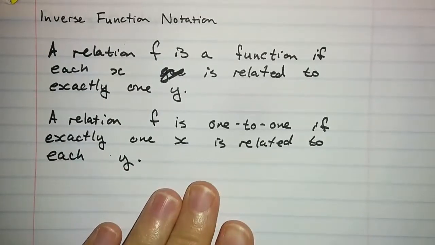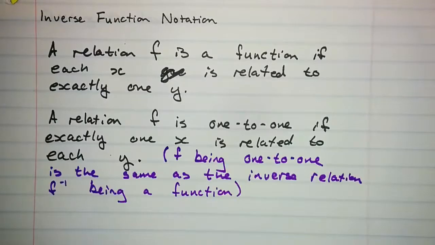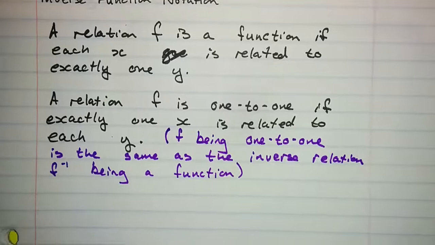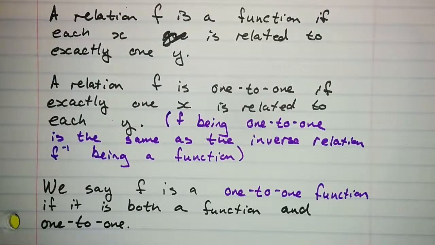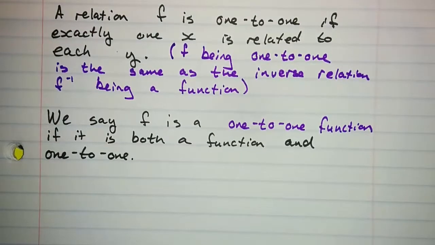And remember why we defined this. f being 1 to 1 is the same as its inverse relation being a function. We say f is a 1 to 1 function if it is both a function and 1 to 1. All right, why am I bothering you with all this terminology?